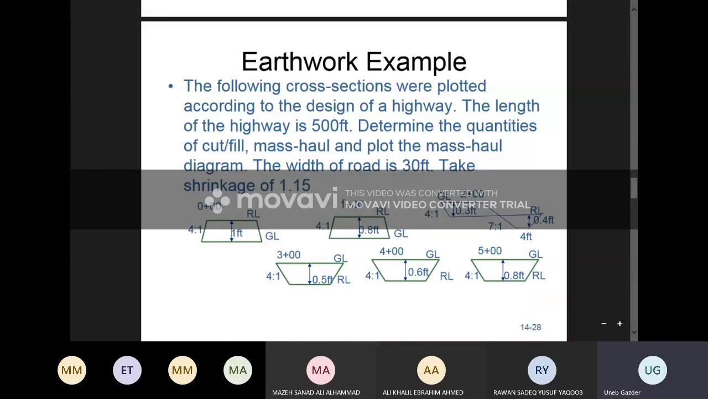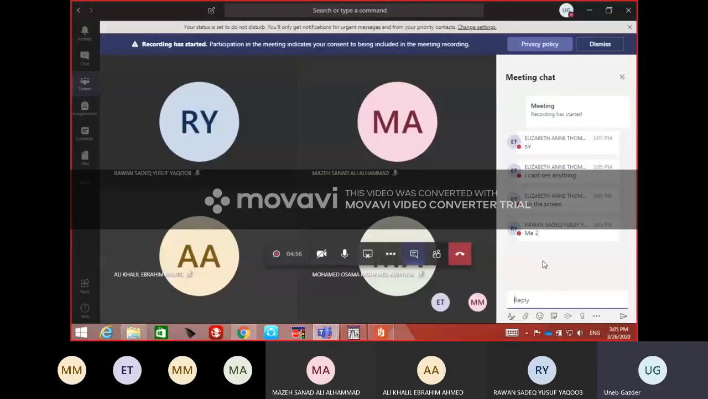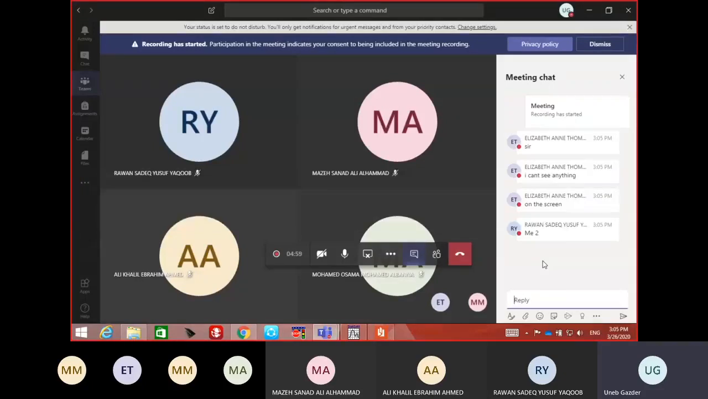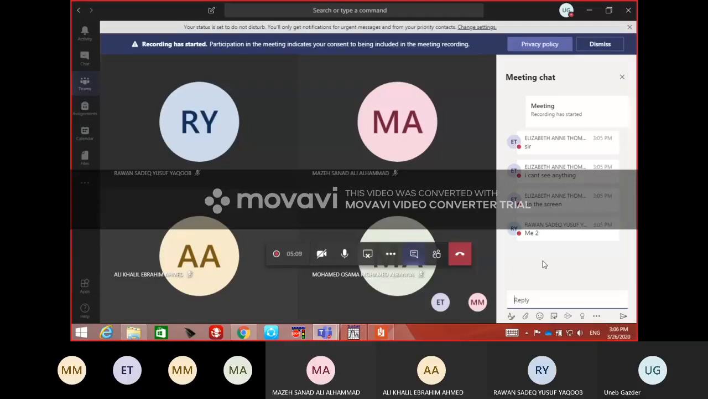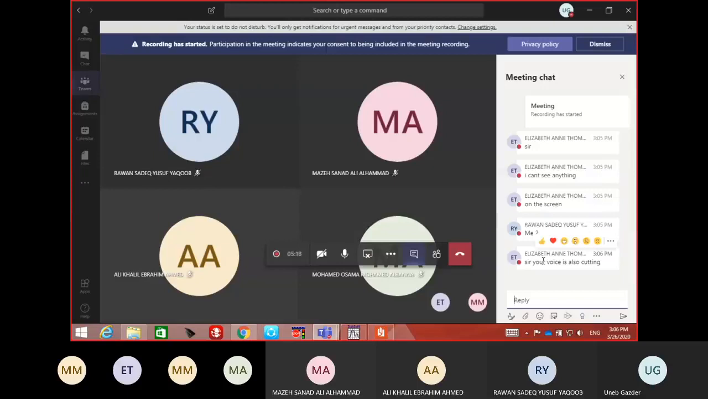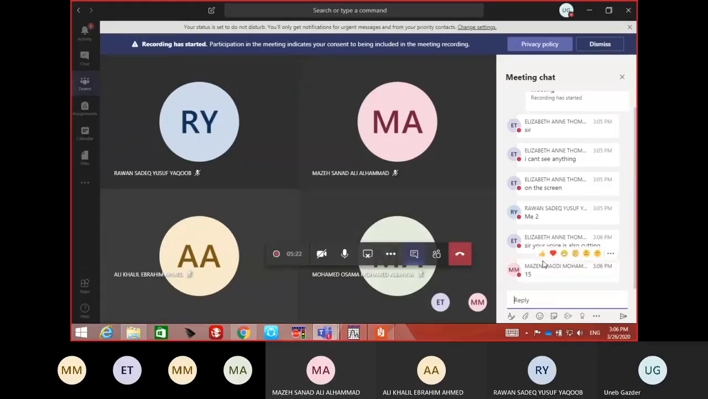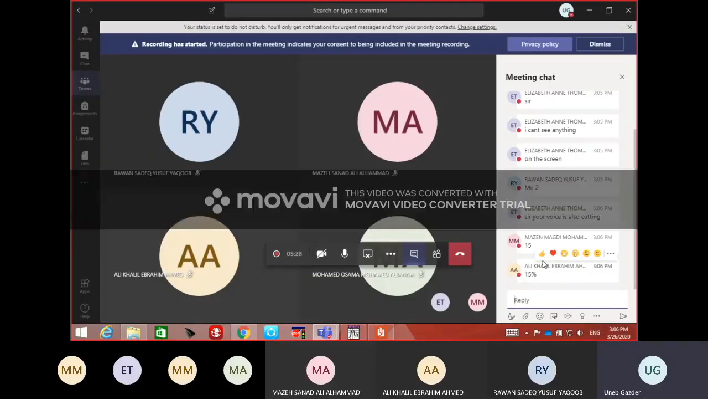So the shrinkage factor is given as 1.15. Now 1.15 means what? How much will the material shrink in terms of percentage? When I say the shrinkage factor is 1.15, how much is the shrinkage of material in terms of percentage? Anyone? Yeah, 15%. So whatever quantity of fill you find out, you have to add 15% to it. First of all, let us find out the quantities and then we will see.